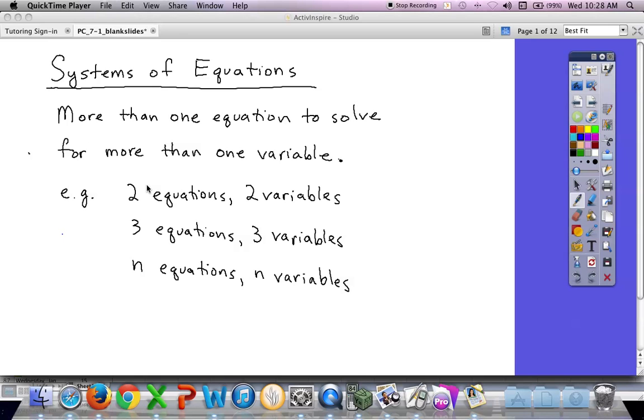If you have two equations, you have two variables. If you have three equations, three variables. However many variables you've got, that's how many equations you need if you're going to be able to solve the system.